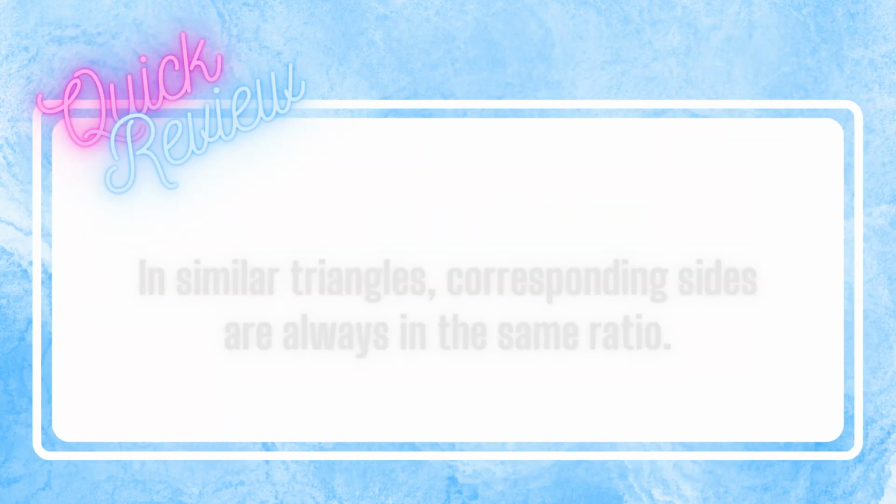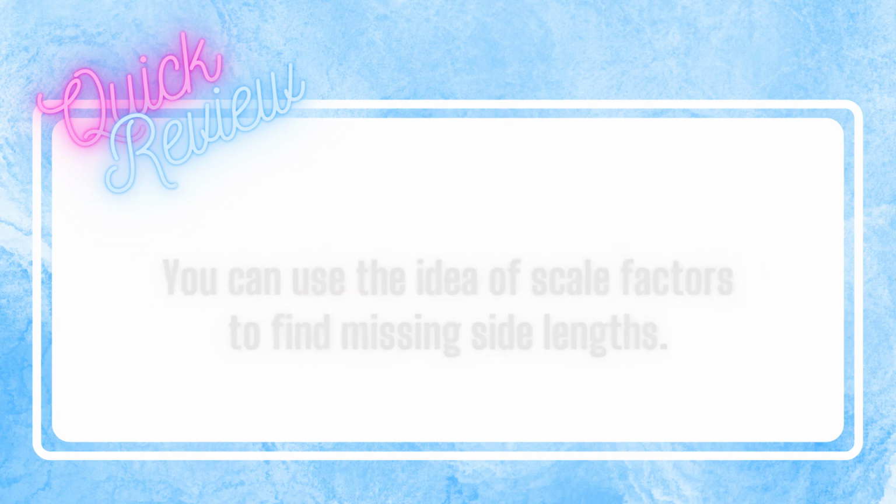So here's a quick review for today's lesson. In similar triangles, corresponding sides are always in the same ratio. So if you double one side length, you have to double the other side lengths as well. You can use the idea of scale factors to find missing side lengths. The scale factor can be found by putting the corresponding side of the second triangle over the corresponding side of the first triangle.